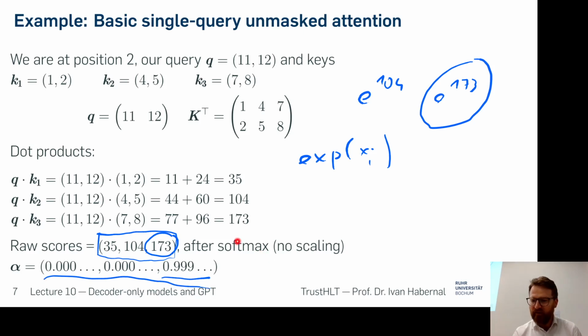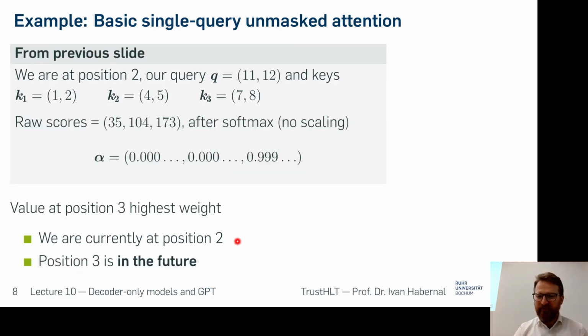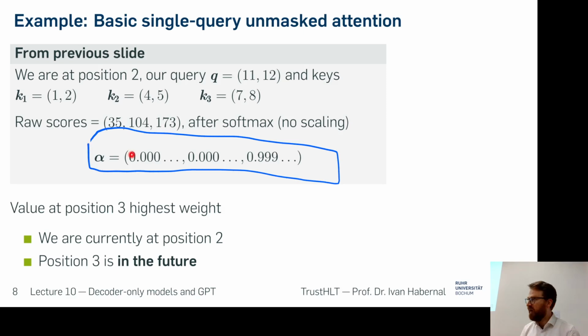Any questions? This is just a simple walkthrough example. Okay, cool, so far so good. So this is from the previous slide, where we ended up with these normalized weights. What's interesting is that we are at position 2 for the query, and after the attention, position number 3 has the highest weight. It means all the attention would be facing towards the future, towards token number 3. Is it good?